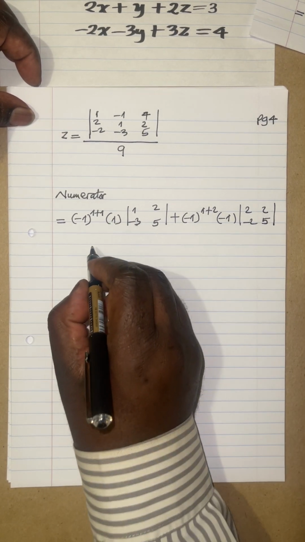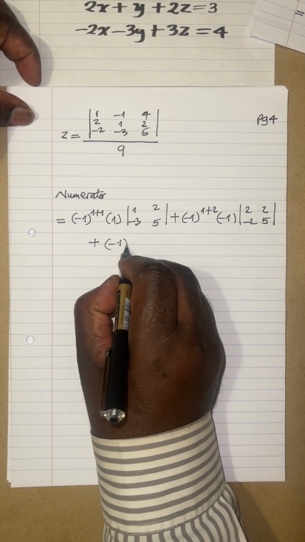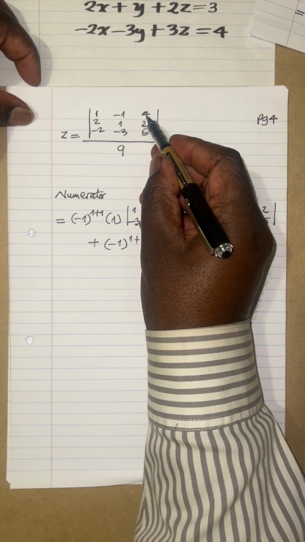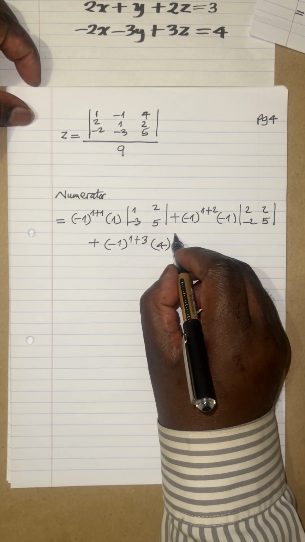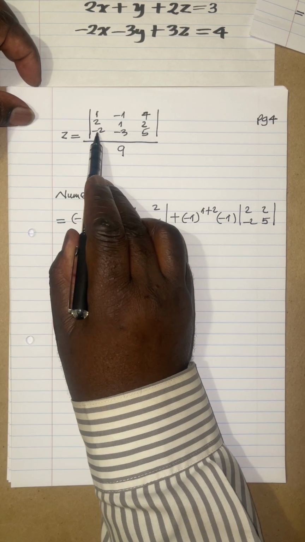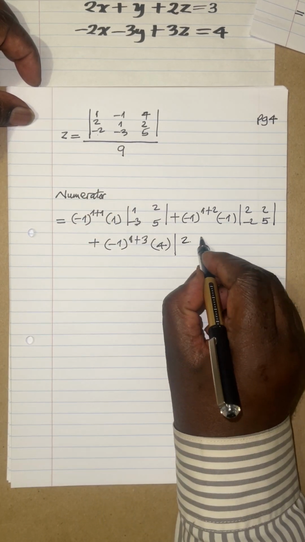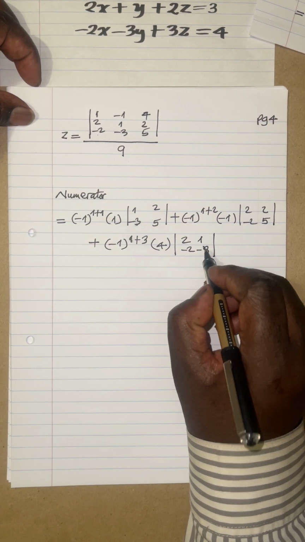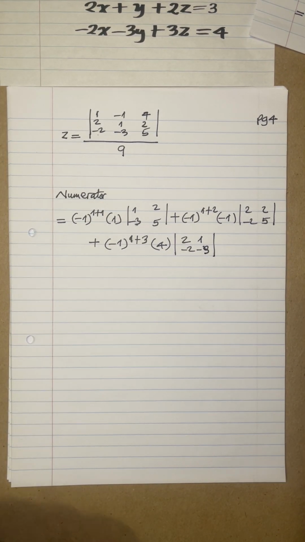Right, and then finally plus. We're still focusing on row 1, but now we're in column number 3. Our number of focus is now 4. We're multiplying that by the determinant of 2, 1, minus 2, minus 3. Right, that 3 doesn't look very nice. Just want to clean up a little bit.